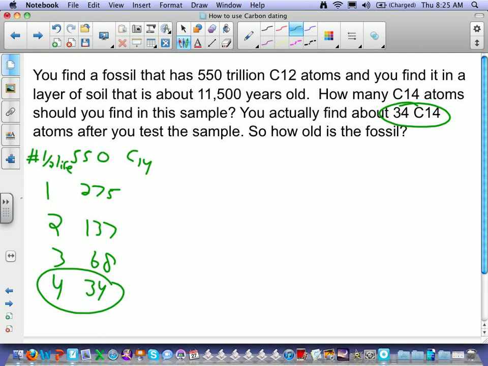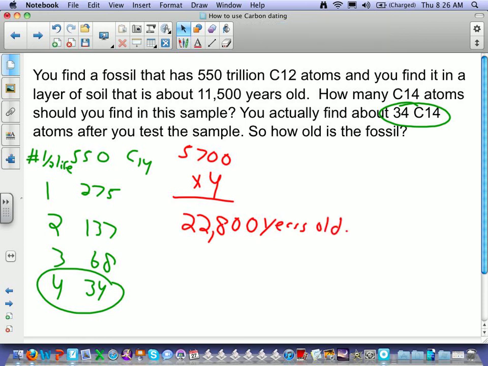Each half-life is 5,700 years. So 4 times 5,700 is what? 22,800 years old. So that's 4 really good examples of how to use carbon-14 dating.